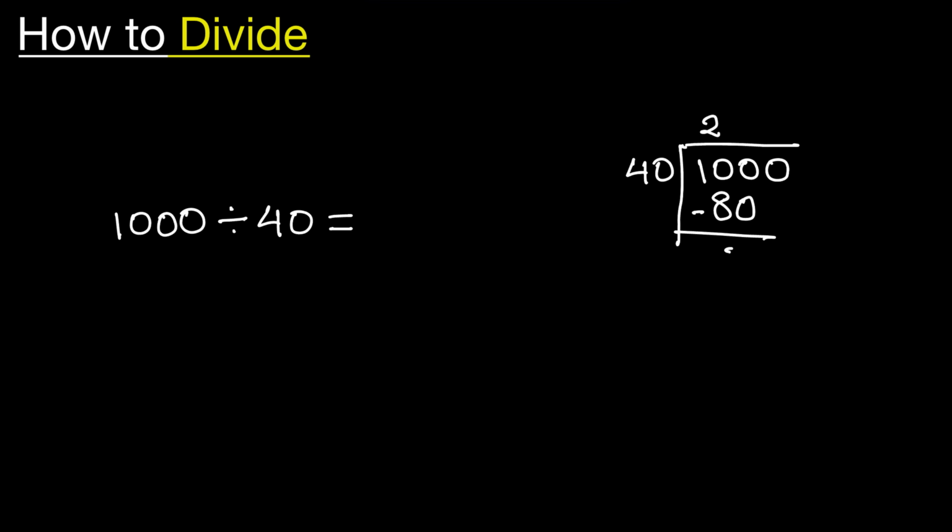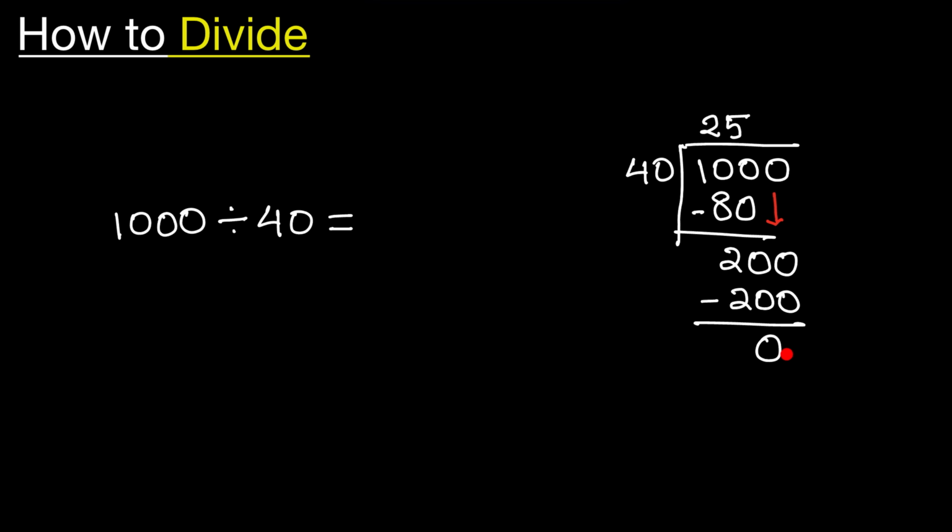Subtract, we get 20. Now as 20 is less than 40, that is why we will bring down this adjacent 0 here. And we know that 40 goes into 200 by 5 times. If we subtract, we get a 0.